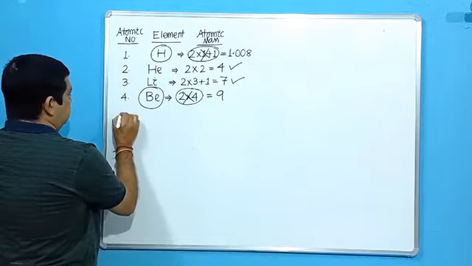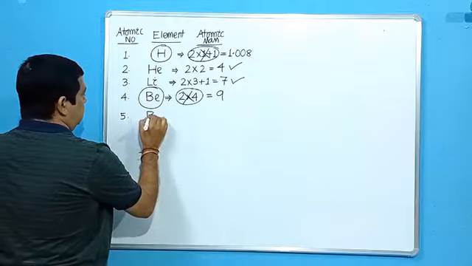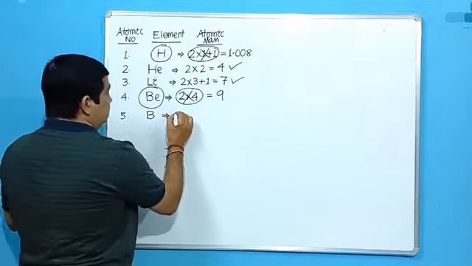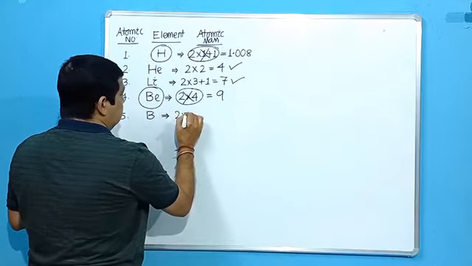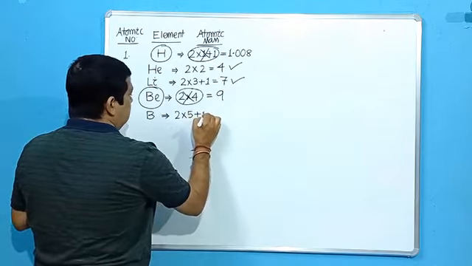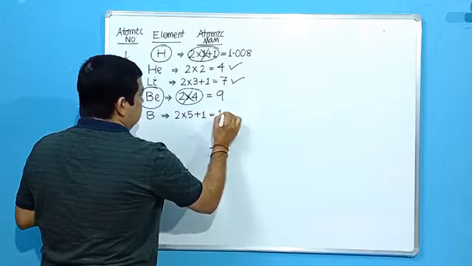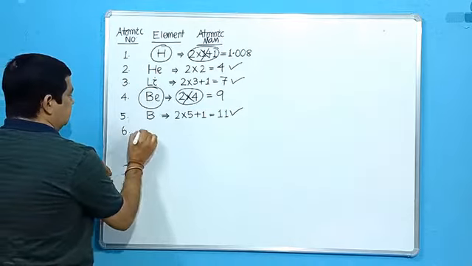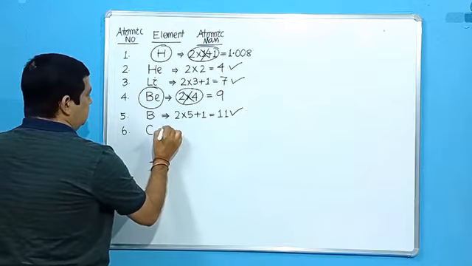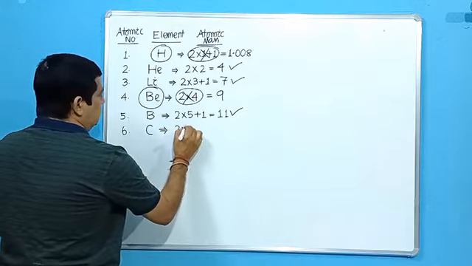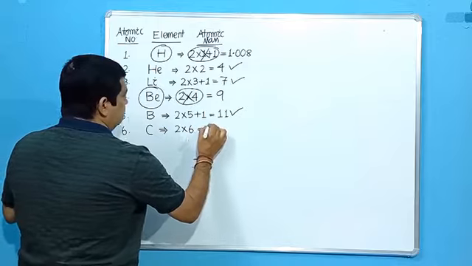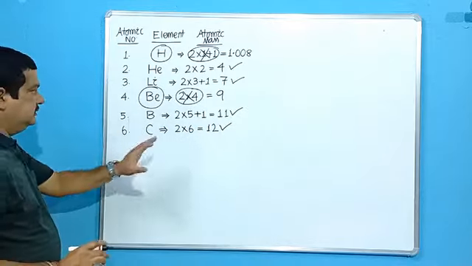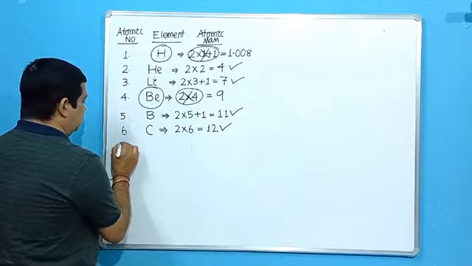Then 5. Boron. 5. It's odd. So as per formula, what should be the atomic mass? Now 2 into 5 plus 1, that is 11. It fits into the formula. 6. Carbon. Even, as per formula, what should be the atomic mass? Now 2 into 6, 12. Carbon is 12. Alright, it's okay, it's correct for carbon.